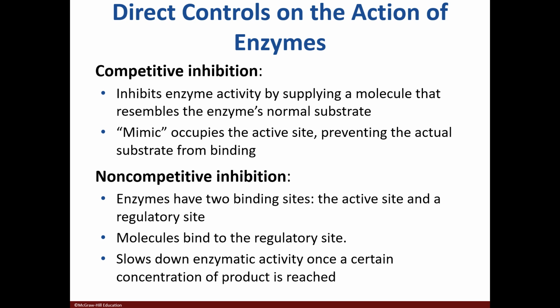Let's look at the ways that a bacterial cell can influence the activity of an enzyme. In competitive inhibition, the cell can produce a molecule that resembles the substrate. This molecule then binds to the active site, directly competing with the substrate. This prevents the substrate from binding.